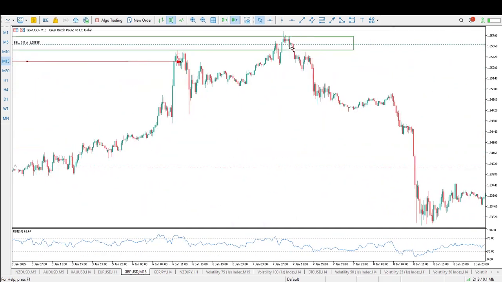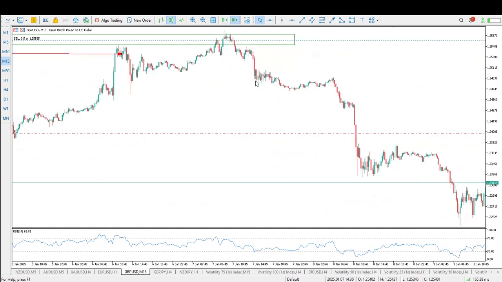And I got an engulfed candle, which is this candle here. I also got a reverse hammer and a long wick, which shows that the market is rejecting this to go up. And immediately I sold the market. The market started selling immediately.